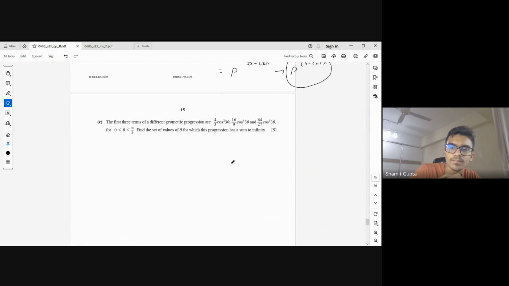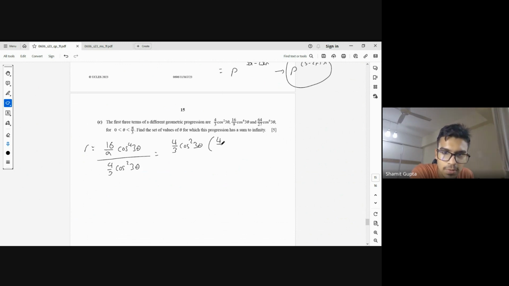Again, I can just see that 4 over 3 cos square theta is actually the common ratio also. R is equal to 16/9 cos square 3 theta over 4/3 cos square 3 theta. You could take 4/3 cos square 3 theta as the common factor, so you get 4/3 cos square 3 theta in the numerator over 4/3 cos square 3 theta in the denominator. They cancel. So your R is actually 4/3 cos square 3 theta.